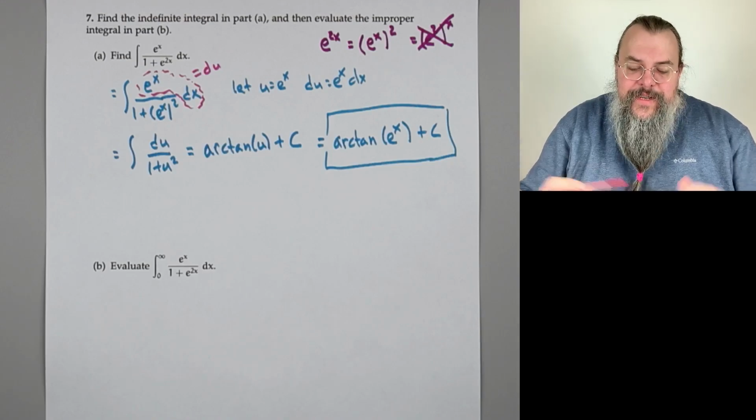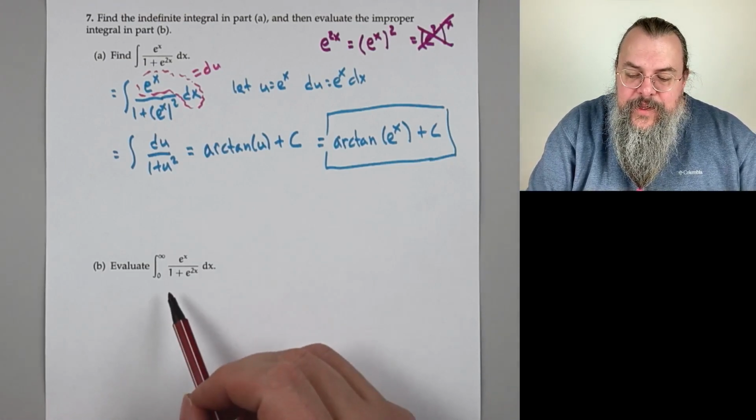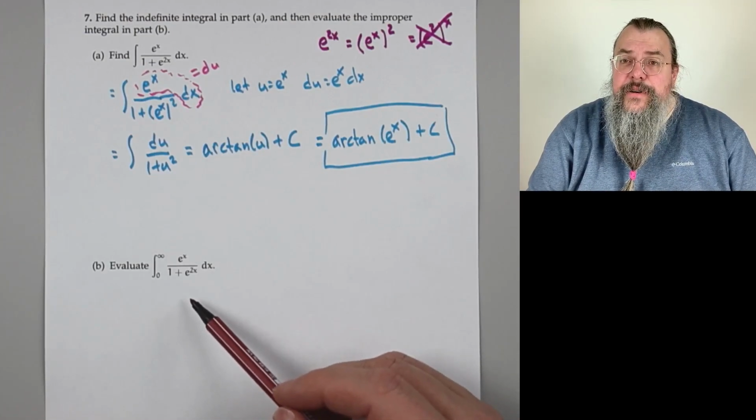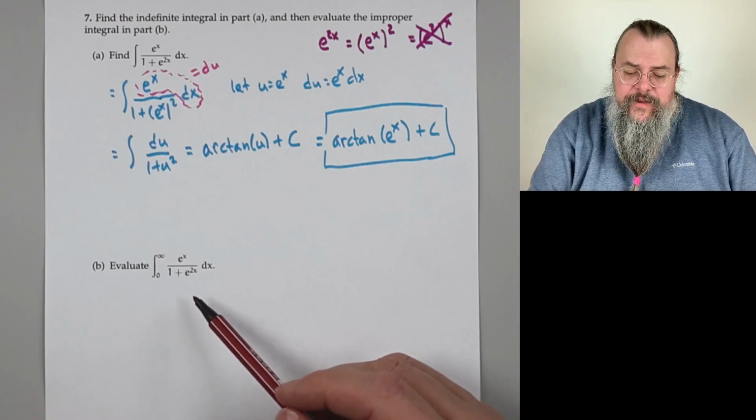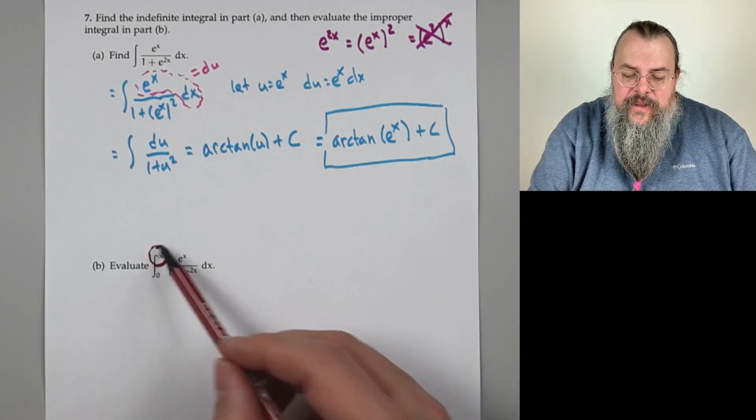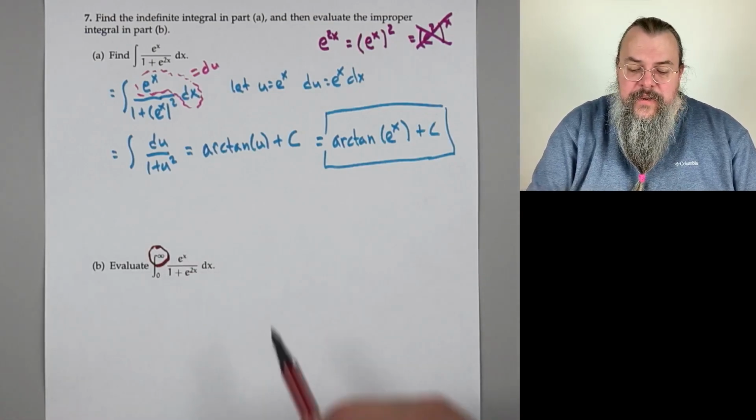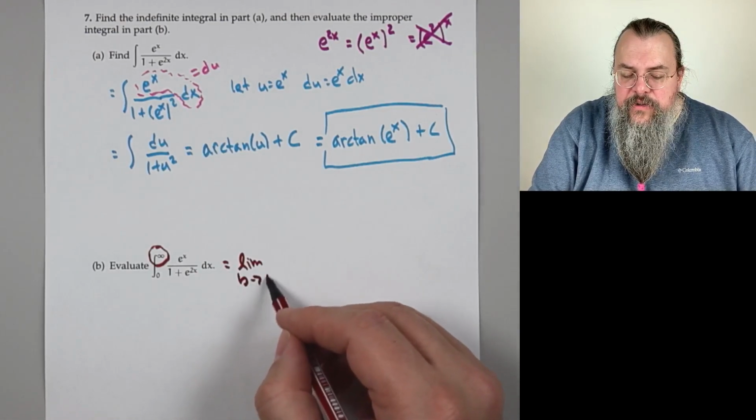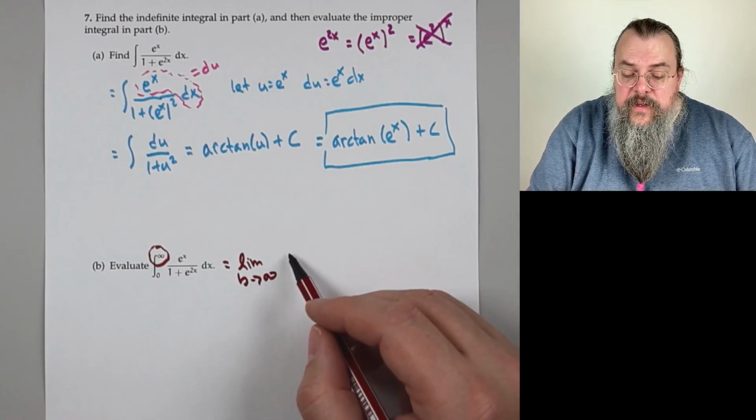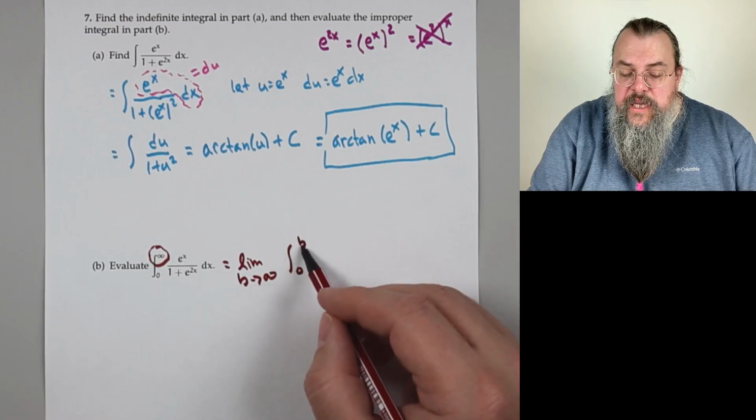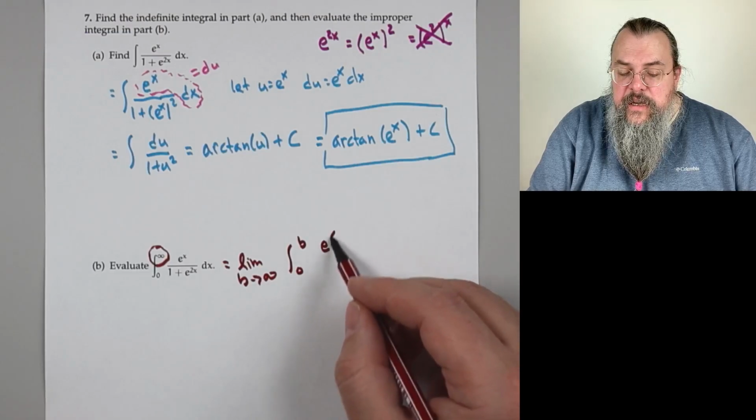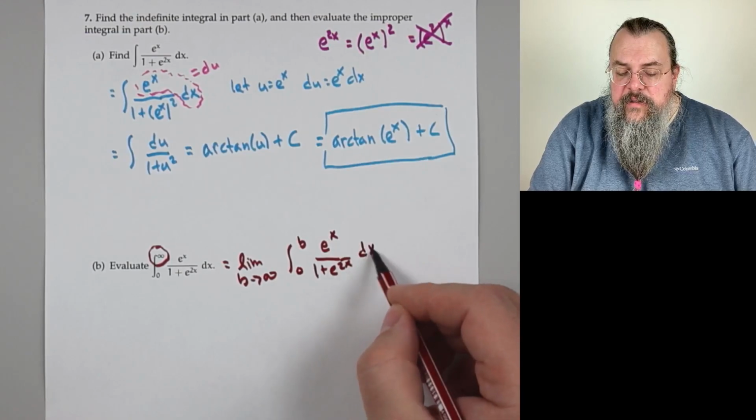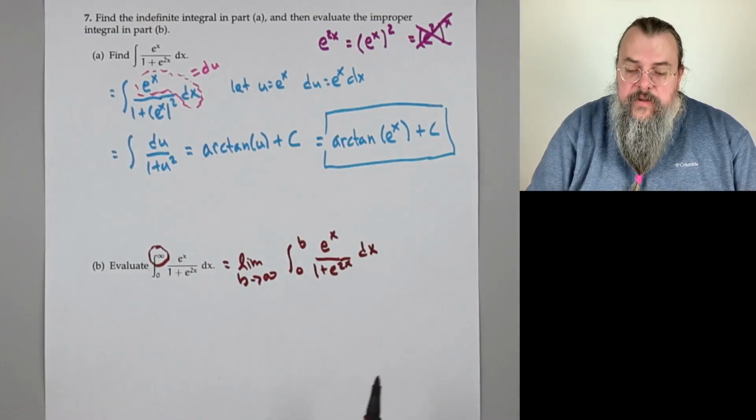Okay, so now this is an improper integral. What makes it improper? Is there any division by 0? No. There's no vertical asymptotes. But there is an infinity involved. So we'd say, well, this is really the limit as the upper bound b goes to infinity of the integral from 0 to b of e to the x over 1 plus e to the 2x dx. So that's how we'd handle it.